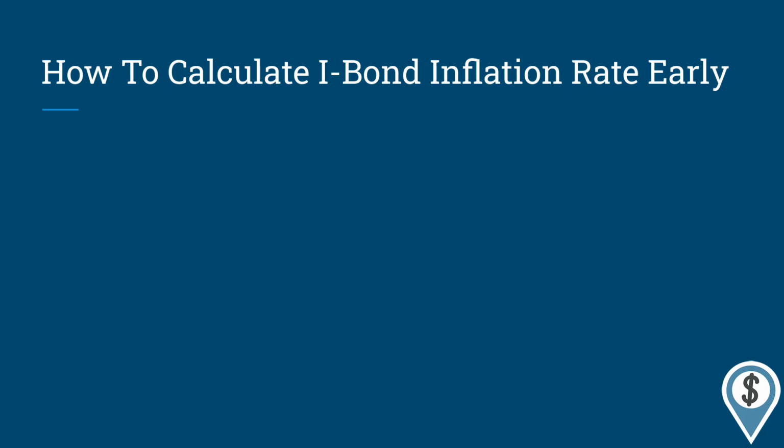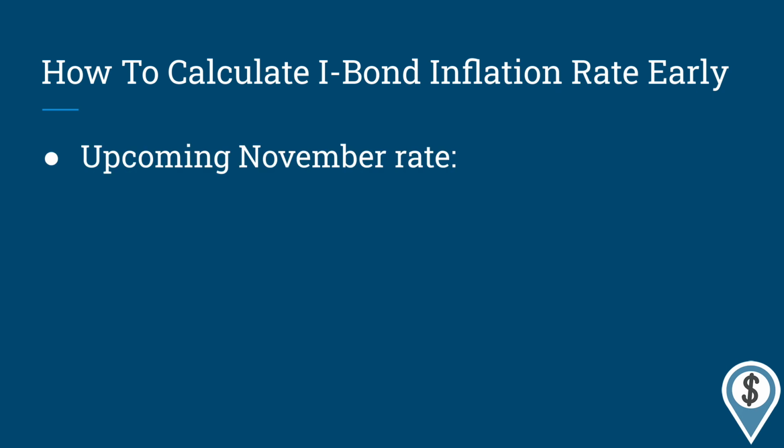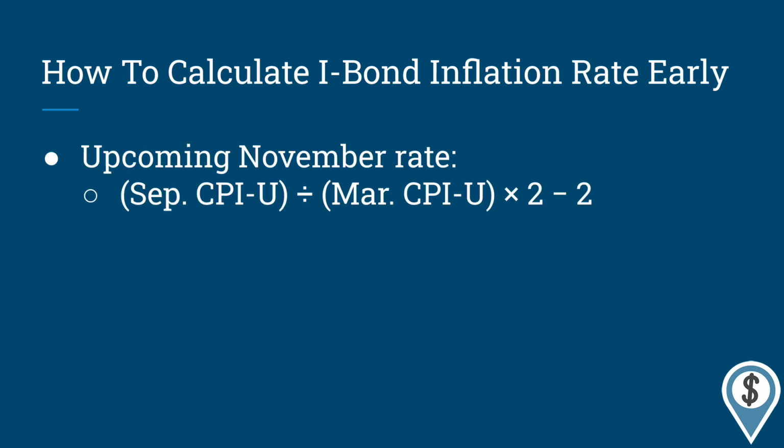Now, to do this prediction, you're going to need a special number called CPI-U. Don't worry too much about that right now, because I'm going to show you exactly where to get it in a minute or two when we do an example calculation. For now, let's just focus on the formulas. Remember, I bonds have an inflation rate and a fixed rate, so let's focus on the inflation rate first. If it's currently October and you want to know the upcoming November inflation rate on I bonds, you're going to take the September CPI-U number, divide it by the March CPI-U number from the same year, multiply by 2, and then finally subtract 2. What you're left with is called the annualized or yearly inflation rate on the I bond.